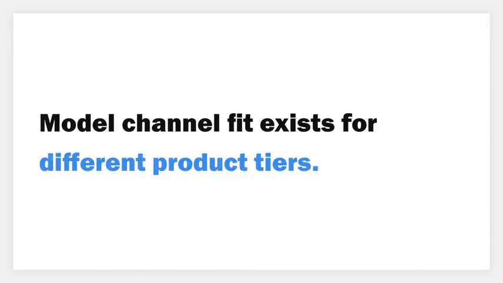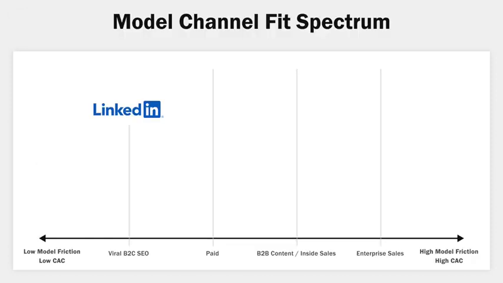This model channel fit also exists for different product tiers. We could think about the product LinkedIn as an example, which has had the time to layer on a bunch of different components over the years of their existence. Now, of course, they started off on the left-hand end of the spectrum with their free product using both virality as well as user-generated content and SEO to really drive acquisition. So here we have low model friction using low CAC, low influence channels.